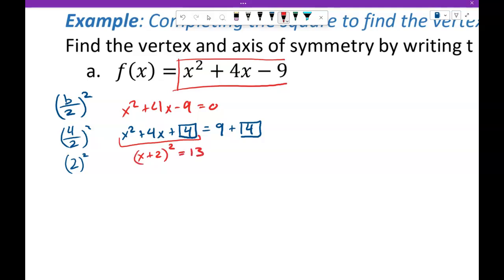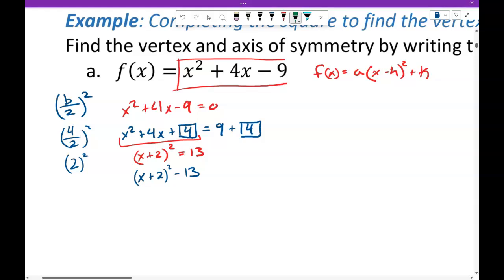Notice what we're doing is we're trying to get the equation in the form where we have some quantity being squared plus whatever constant we have on the outside. And so we've done that by getting this binomial squared using completing the square. So the last thing we have to do is subtract the 13 to get it back to the same side of the equation.